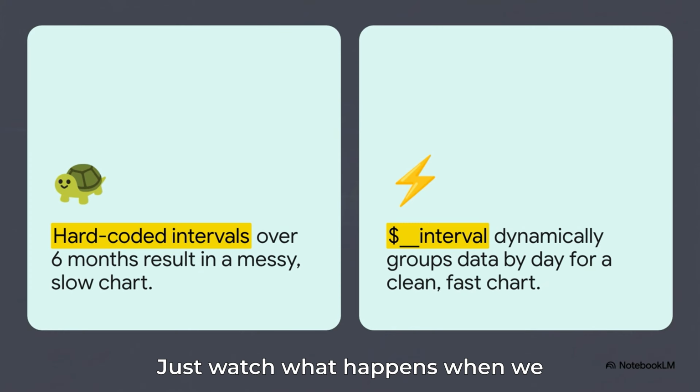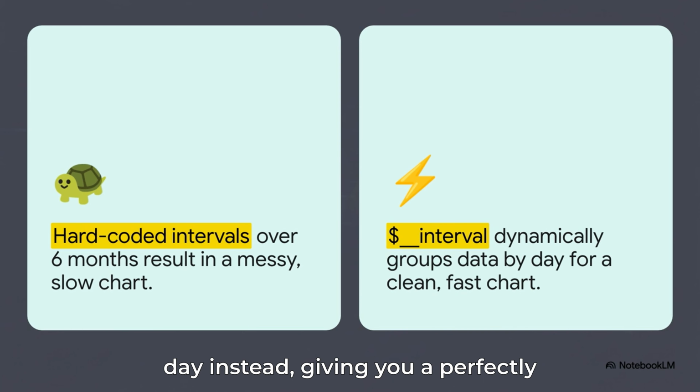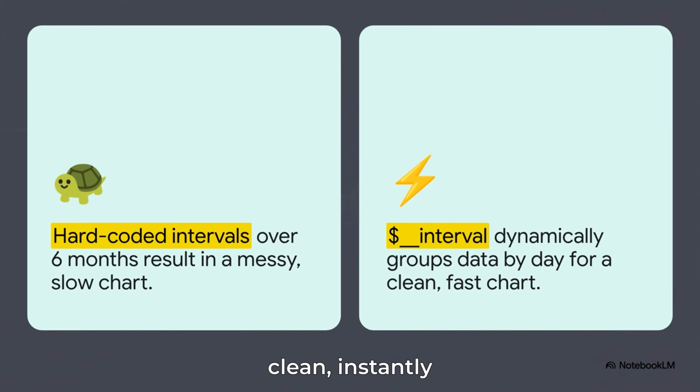Just watch what happens when we compare these two approaches. When you force a hard-coded 1-minute grouping over half a year, it results in a messy, super slow chart that honestly might just time out completely. But when you use the $__interval variable, Grafana smartly groups those data points by day instead, giving you a perfectly clean, instantly loading visualization. It's night and day.